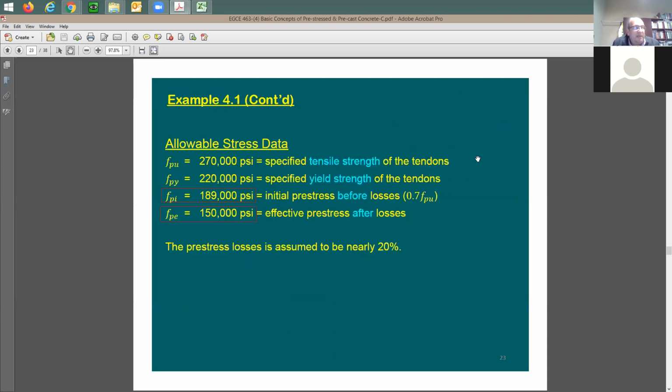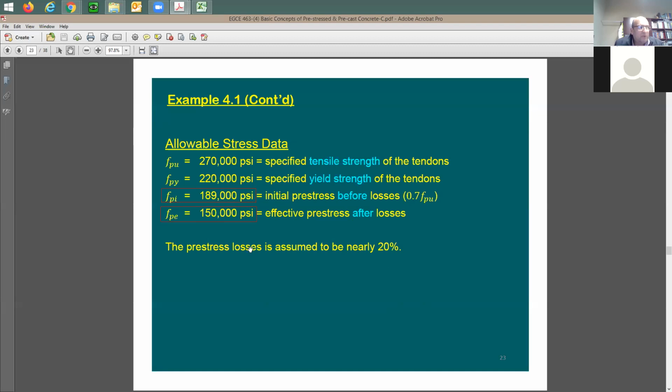And then we said at the beginning we're going to be applying this FPI, which is 189 KSI at the beginning, right? And then this is going to be like the initial pre-stress. And this initial pre-stress, in a matter of maybe a month or a couple of weeks, is going to drop down to this effective level, the 150 KSI. This is going to be about maybe 15 to 20%.